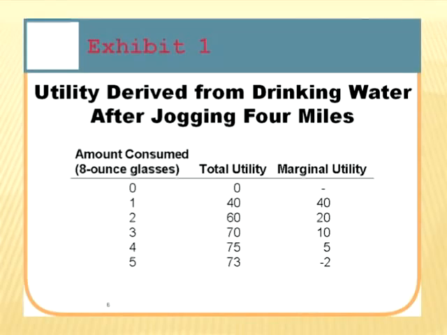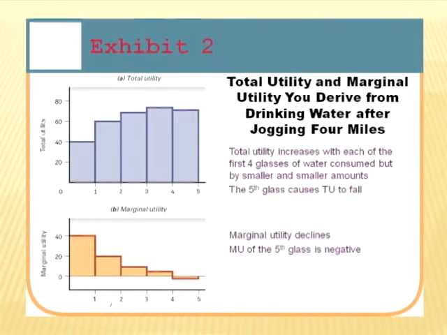The second glass, not quite as much. The third glass, not quite as much. The fourth glass, not quite as much. And in fact, by the fifth glass, it actually has a disutility or a negative marginal utility. That is, it actually subtracts from your level of satisfaction. So if we were to graph that out, it would look something like this.